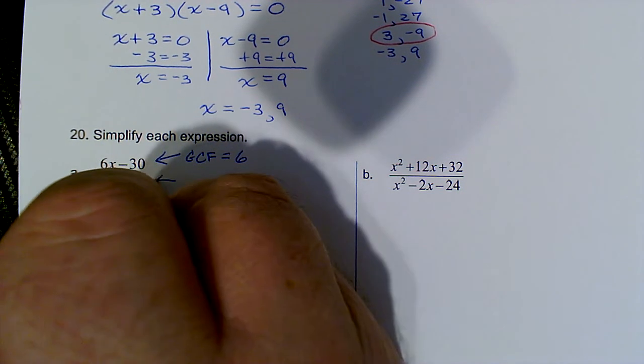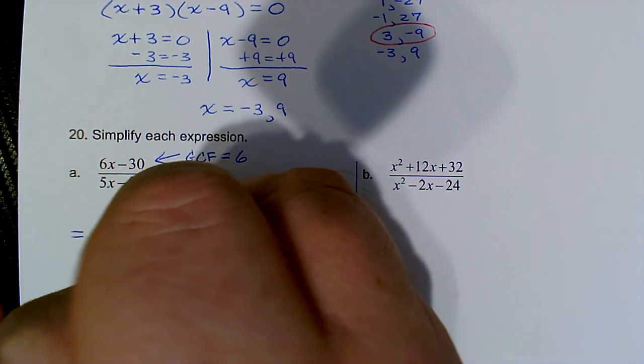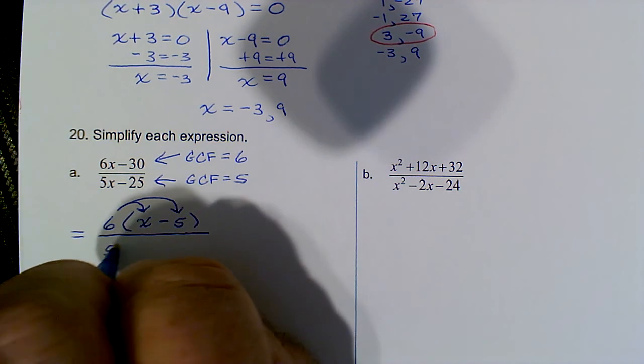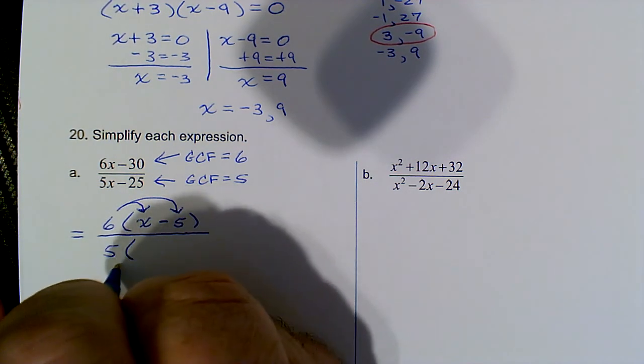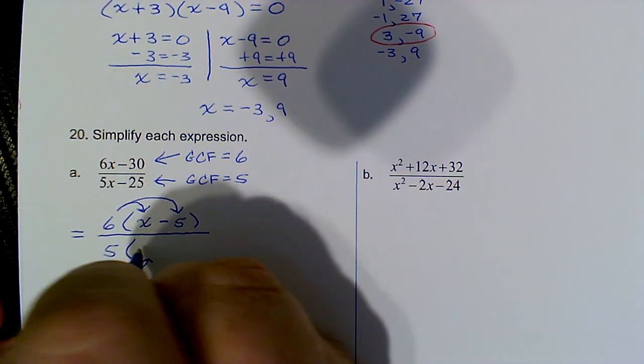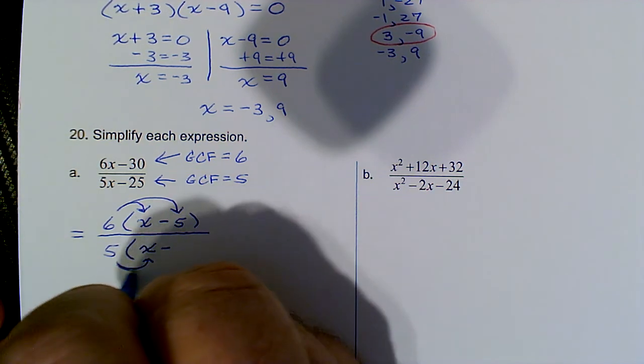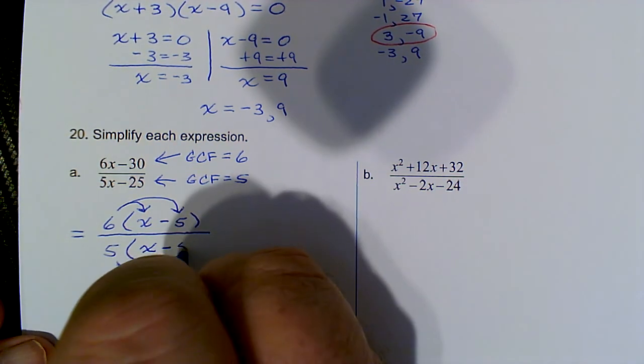And then from the denominator, the greatest common factor there is a 5. And then again I'll reverse the distributive property. 5 times what gives 5x? That's x. And 5 times what gives negative 25? That would be negative 5.